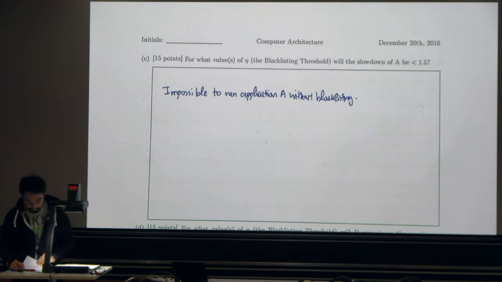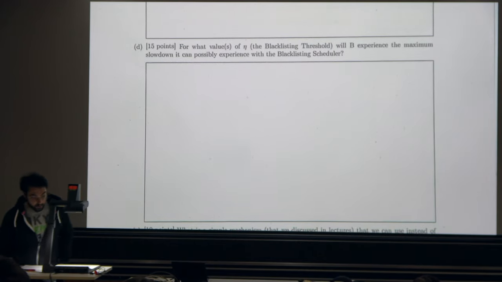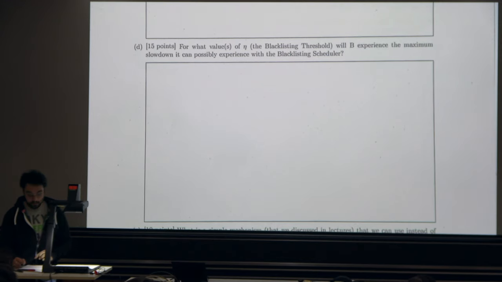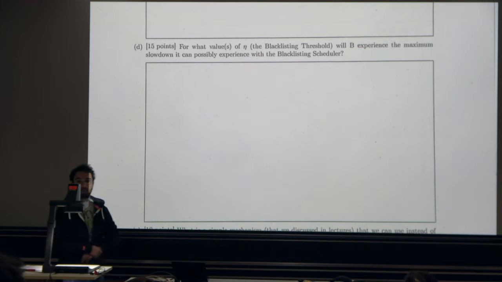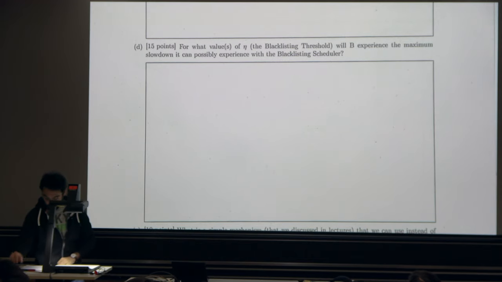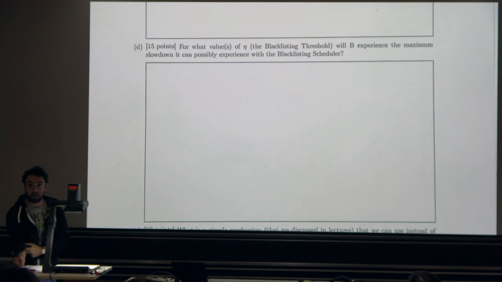If n is greater than 0, right? This is an easy question, I think. So, for what values of the blacklisting threshold will we experience the maximum slowdown from the blacklisting scheduler? You know that if n is greater than 6, as we discussed, or is equal to 1 or equal to 0, then you have the same slowdown as FRFCFS. So in this question, you would brute force from n equals 2, 3, 4 and 5 to see what is the slowdown for each one of these numbers.